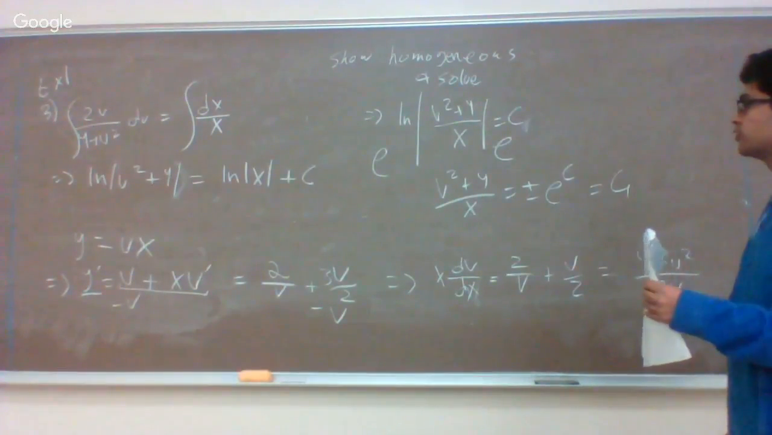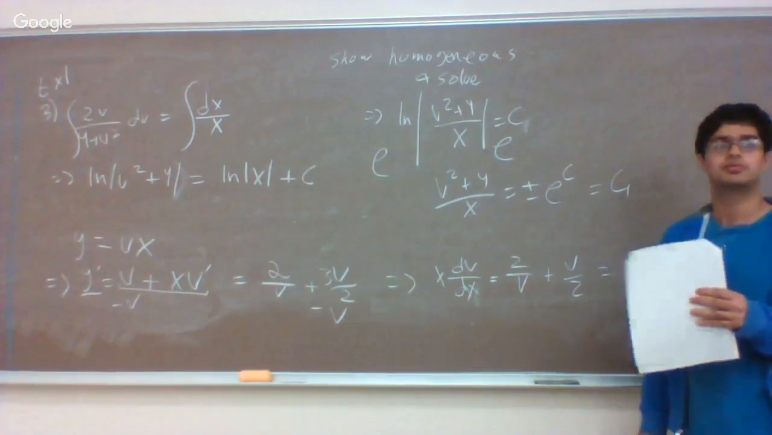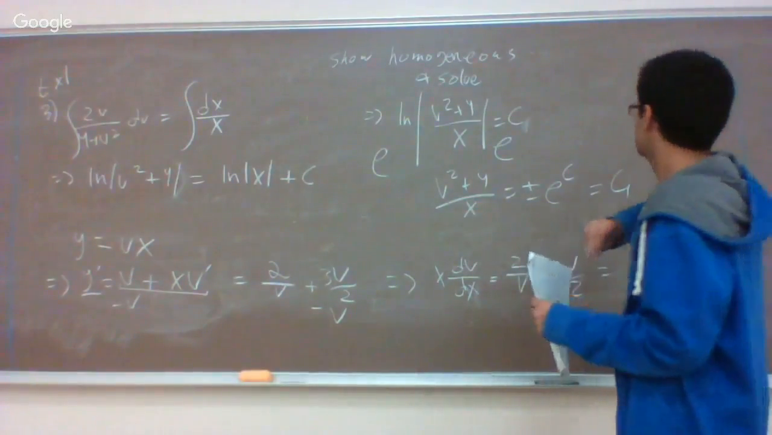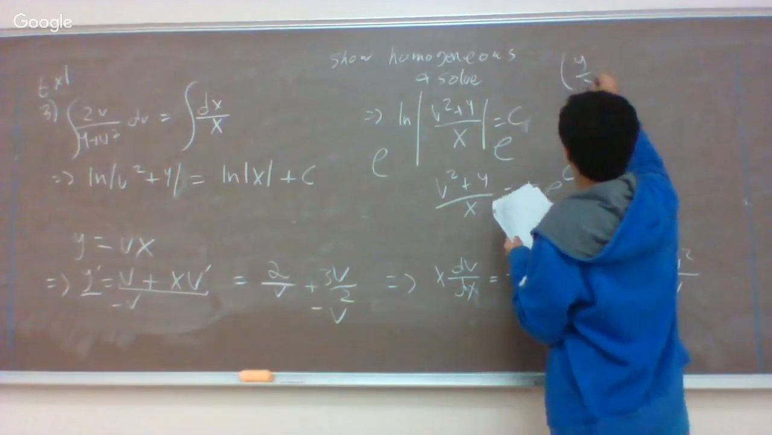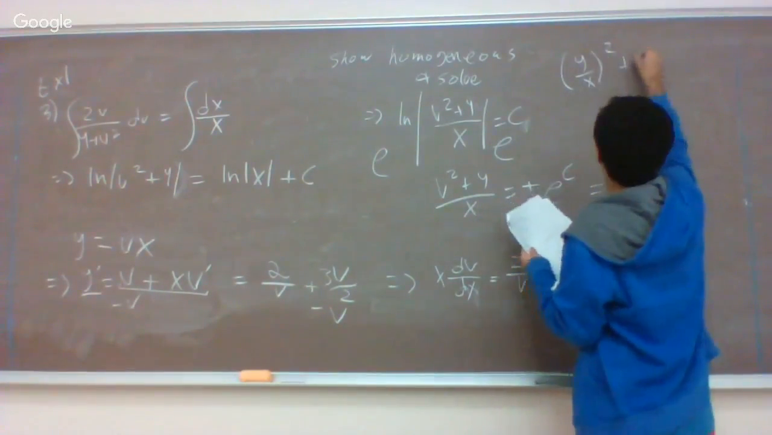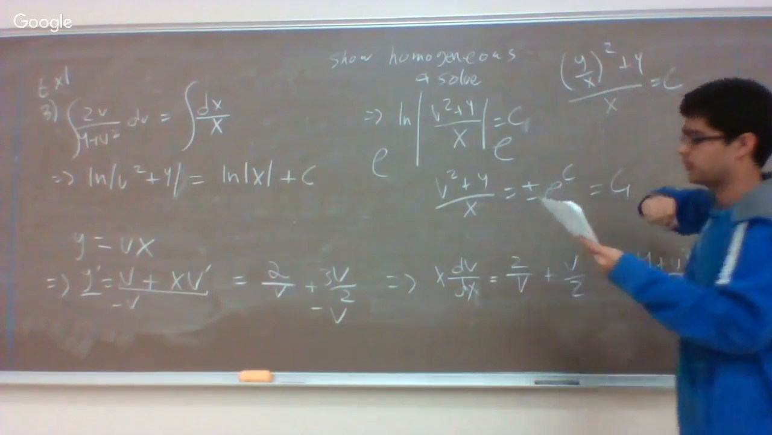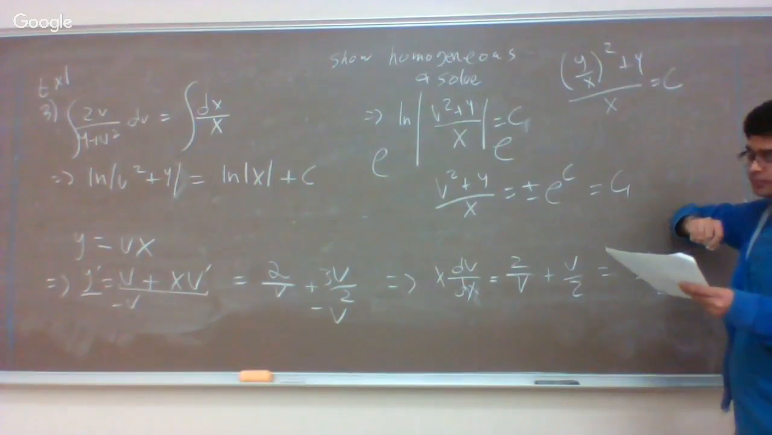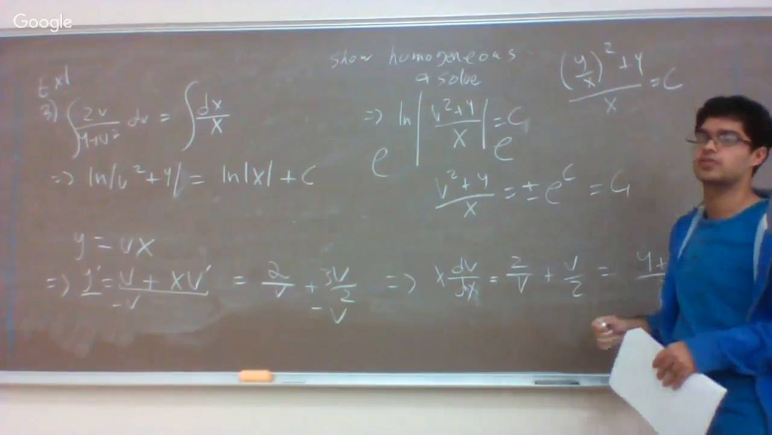There's one other step that we need to do. As your final answer, you can state (y over x) quantity squared plus 4 divided by x equals a constant, or you can multiply the x across and then state that as an answer.